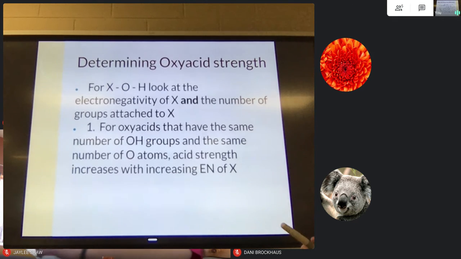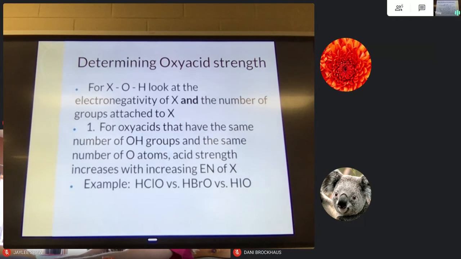So if you're an oxyacid and you have the same number of OH groups and the same number of O atoms, the acid strength increases with an increasing electronegativity of X. My God, that is a lot. What does that even mean? It's probably easier to see an example of this.